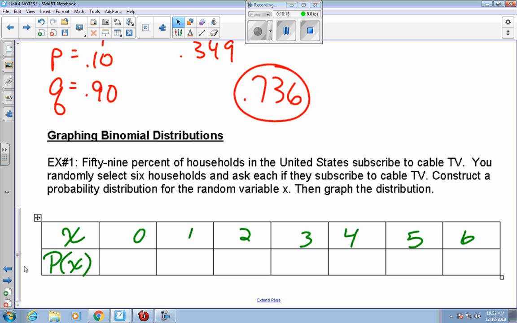59% of households in the United States subscribe to cable TV. You randomly select 6 households and ask each if they subscribe to cable TV. Construct a probability distribution for the random variable x, then graph the distribution. If you want to hold off on the table, you can hold off on the table. Just copy down the example.